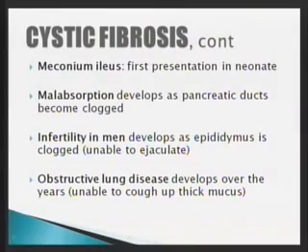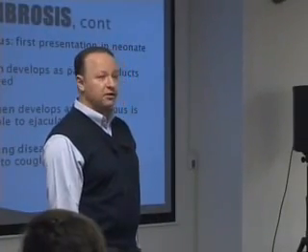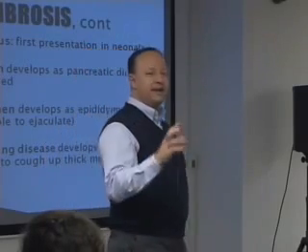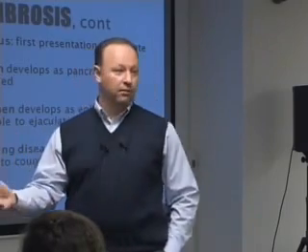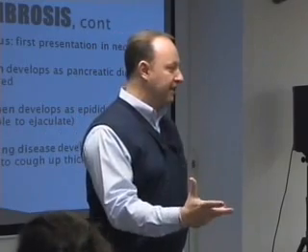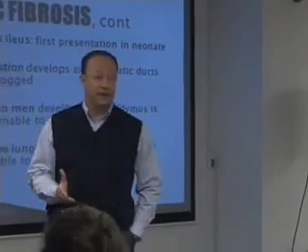So with cystic fibrosis, remember meconium ileus, first presentation in neonates. Malabsorption develops as pancreatic ducts become clogged. Why? Because it's the mucinous cells, or goblet cells, kicking out the mucin that's creating an obstruction of that duct. Could they get a pancreatitis? Absolutely. Remember that pancreatic enzymes are secreted in their inactive form called zymogens. And if they hang around long enough, they're going to become activated. If they become activated, they'll start chewing up the tissue in that area. So they can get a pancreatitis, sure.